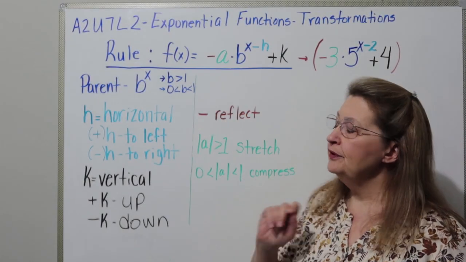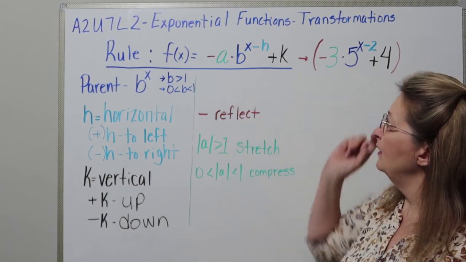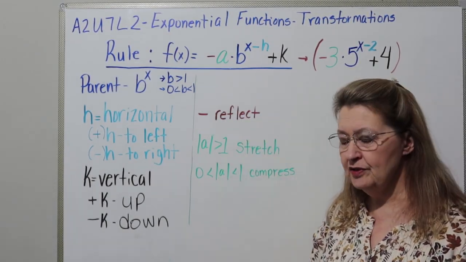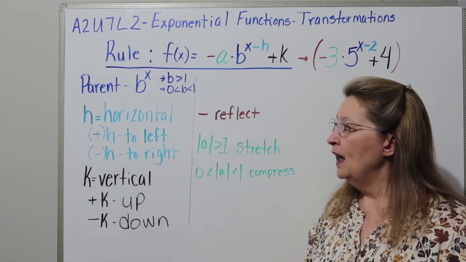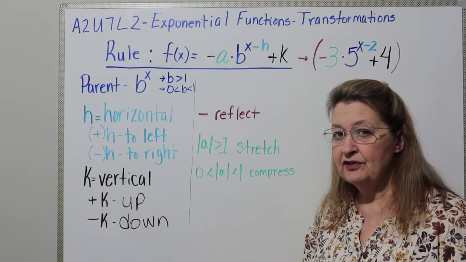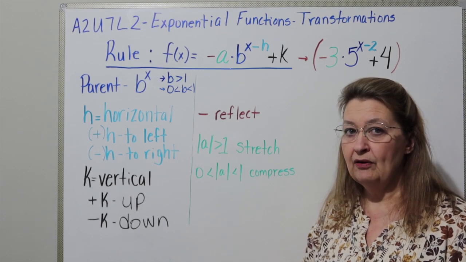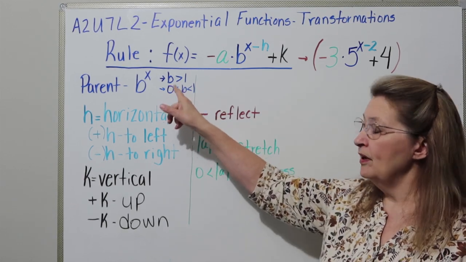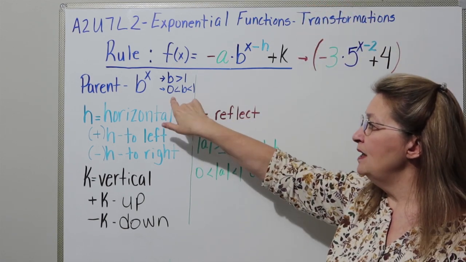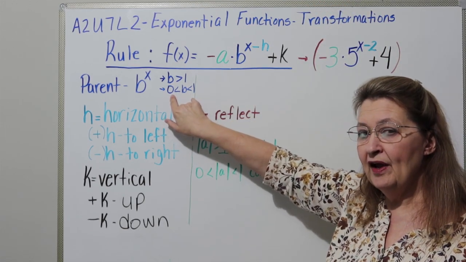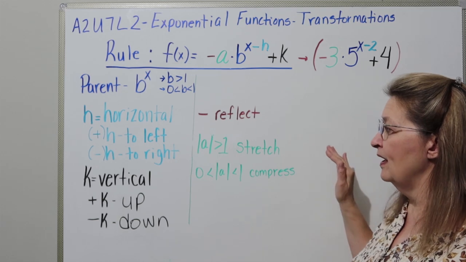We are at A2U7L2. We're going to look at exponential function transformations. We just got through looking at exponential function parent graphs, and we said there's only two kinds of graphs: decay and growth. If b is greater than 1, you have growth, so your graph goes like this. If b is between 0 and 1, you have decay, so your graph goes like that.